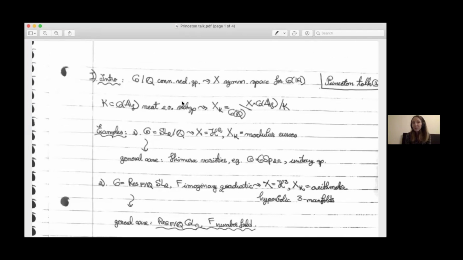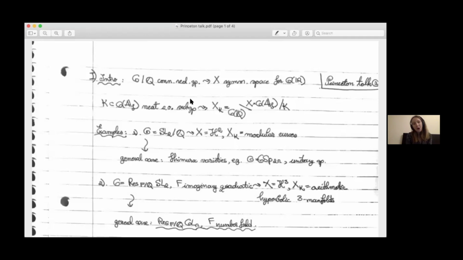So I'm going to start with G over Q, a connected reductive group, and then I can associate to it a symmetric space, or really to the real points of this group, a symmetric space, which is a Riemannian manifold that has an action of G of R by isometries.